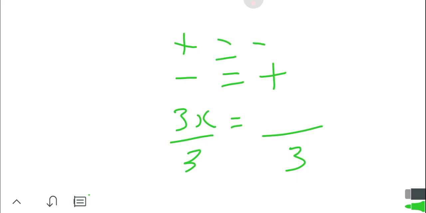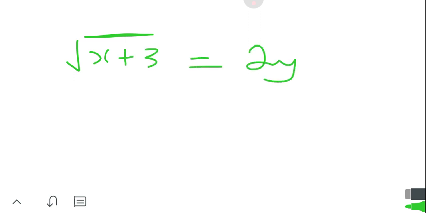Okay. So we're going to also have issues with square roots, right? So whenever you have a square root, so let's say you have square root of x plus 3 is equal to 2y. So you will solve an equation, you get to a point like this. You have a square root. So you have to get rid of the square root, right? So you can see that this square root covers x plus 3. So you can't just take the 3 and then dump it, right?